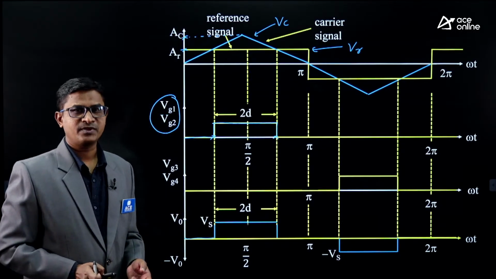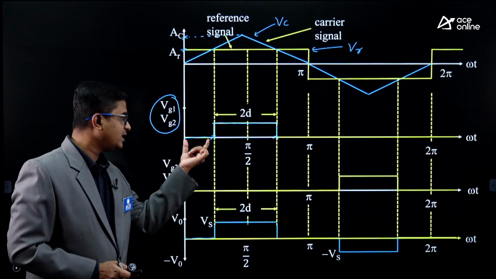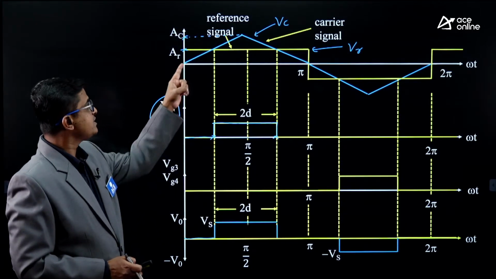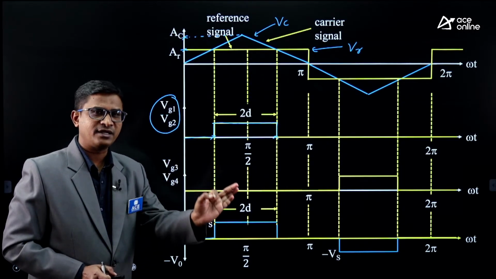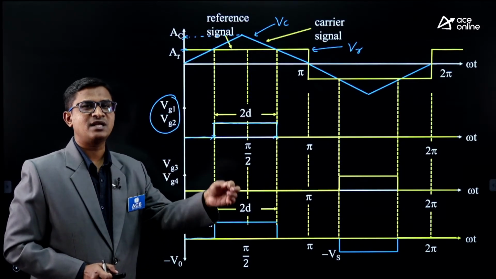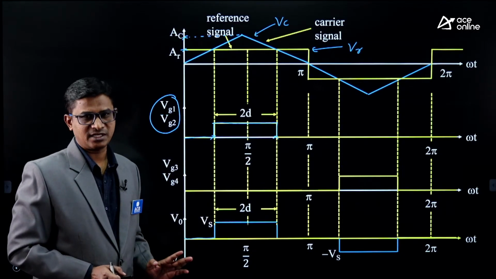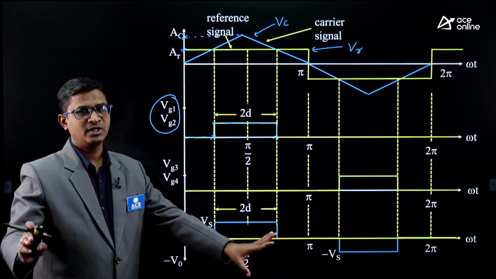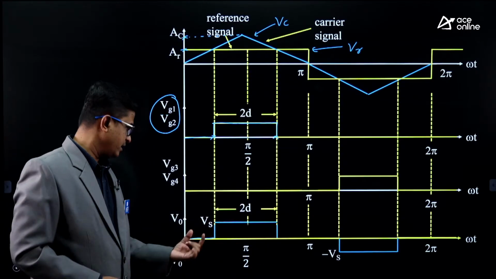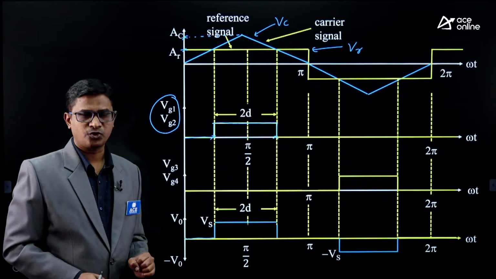Is this clear? During this interval, VC is less than VR, the output of the comparator is 0, and the trigger pulse generator will not generate the triggering pulses. So all the 4 switches will be in an off state, and the output of the inverter will be 0. We are getting 0 output voltage.